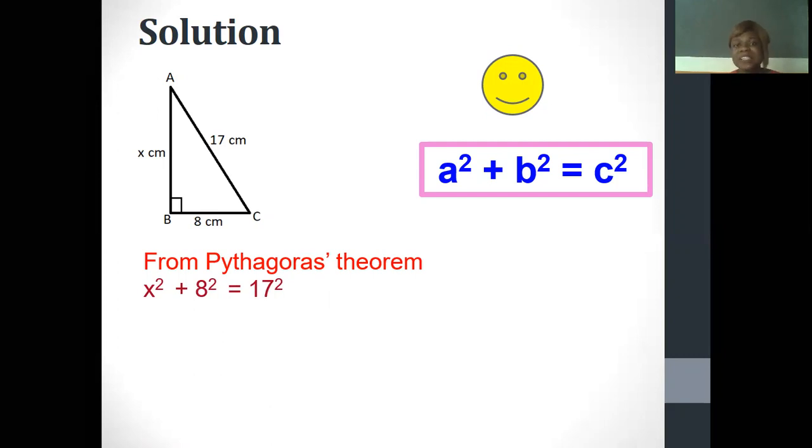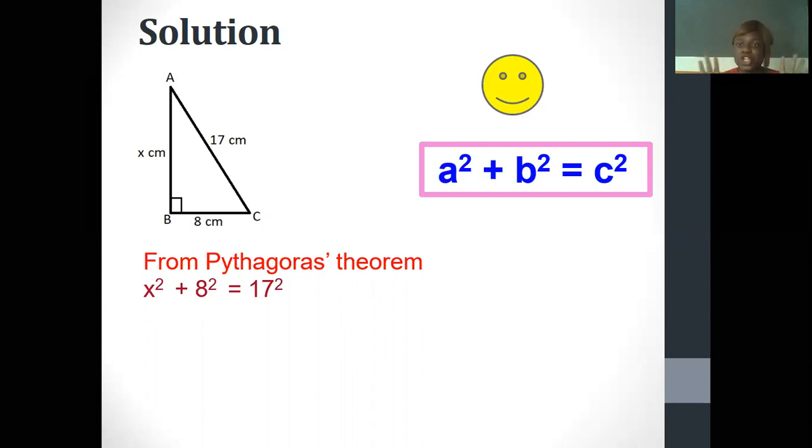So just know that the hypotenuse is in a league of its own. It's on its own, it's equal to the other 2 sides. So square the other 2 sides, add them together and equate it to the square of the hypotenuse. Okay? So x squared plus 8 squared equals 17 squared. I think it's not so hard.